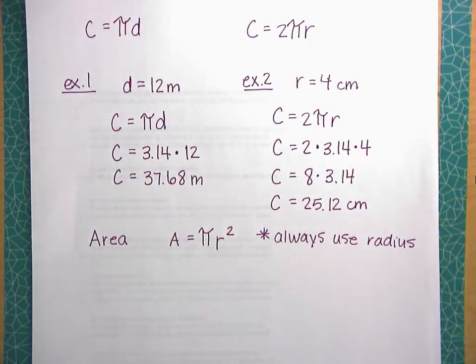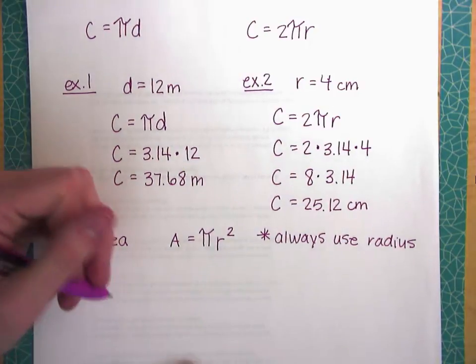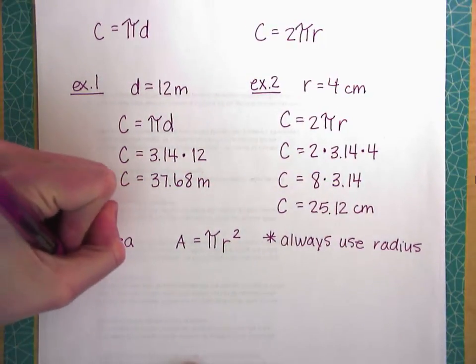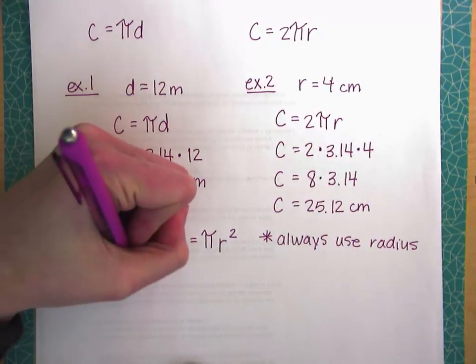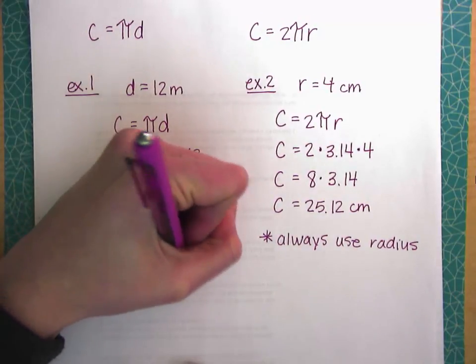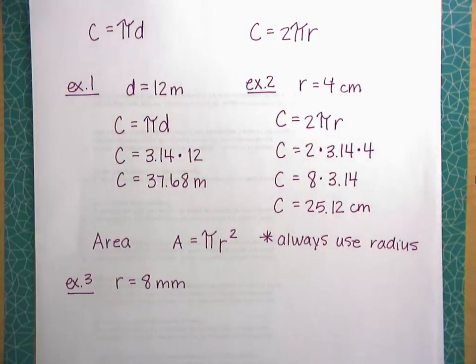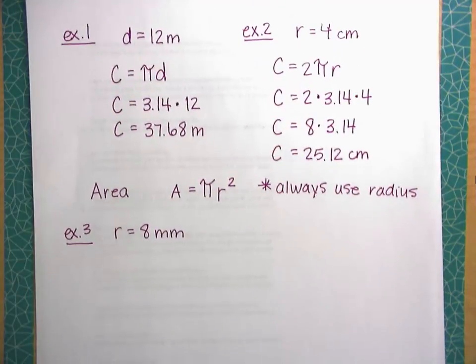Okay, so let's look at an example. All right, let's say they give you a radius of 8 millimeters, and they want you to find the area.